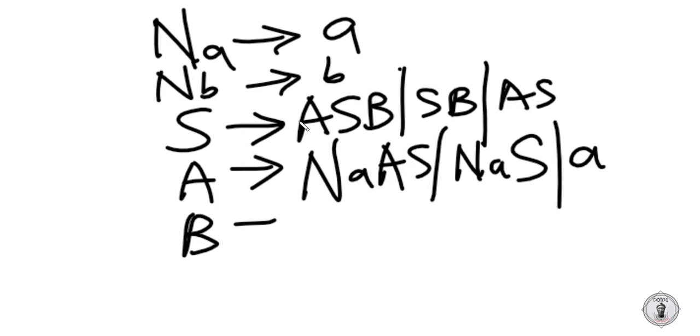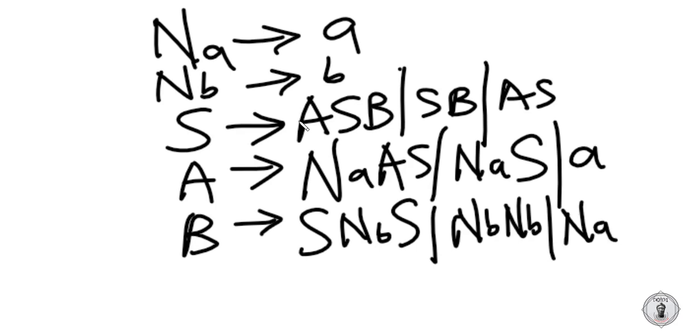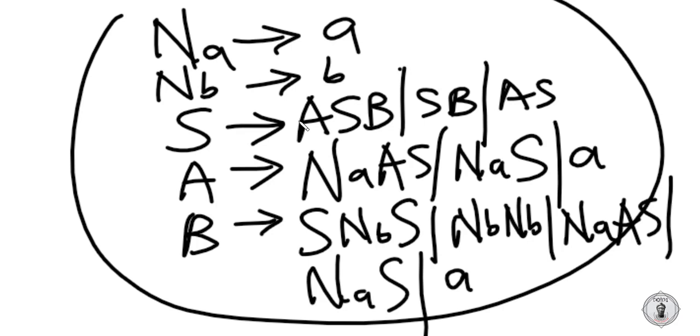So B is producing S. B was A before, so I'm going to replace it with NB. Then S. Then BB was here before, so I'm going to replace it with NBNB. Then AAS was here before, so I'm going to replace it with NAAS. Then AS was here before, so I'm going to replace it with NAS. And A was standing alone, so I'm going to leave it. So these are the new productions.